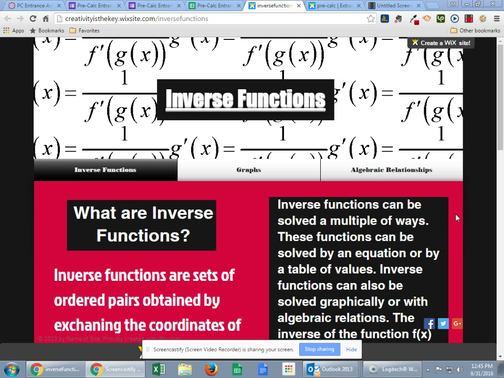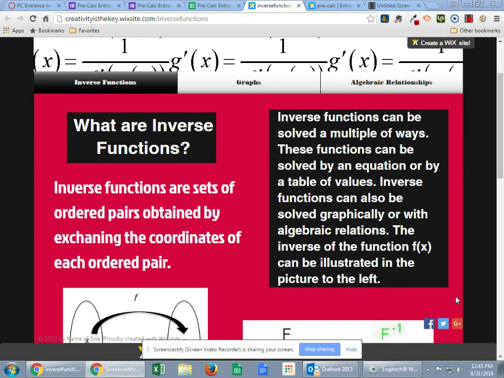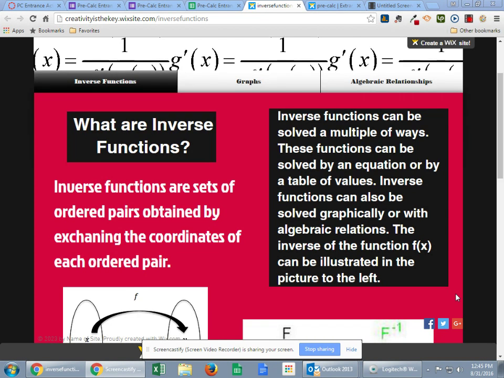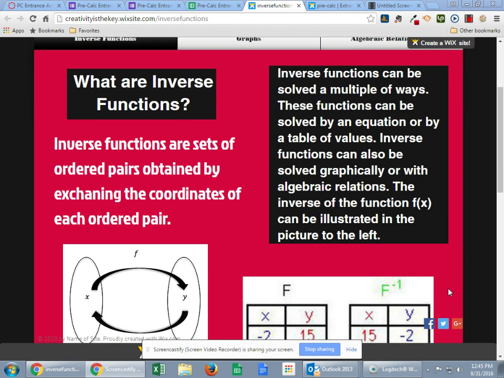Our topic is inverse functions, and inverse functions are sets of ordered pairs obtained by exchanging the coordinates of each ordered pair. Inverse functions can be solved in multiple ways. These functions can be solved by equation or by a table of values. Inverse functions can also be solved graphically or with algebraic relations.